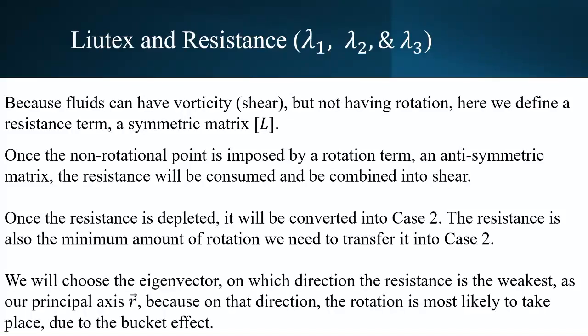And so we will choose the eigenvector in the direction where the resistance is the weakest as the principal axis r, because in that direction the rotation is most likely to take place, and that is due to the bucket effect.